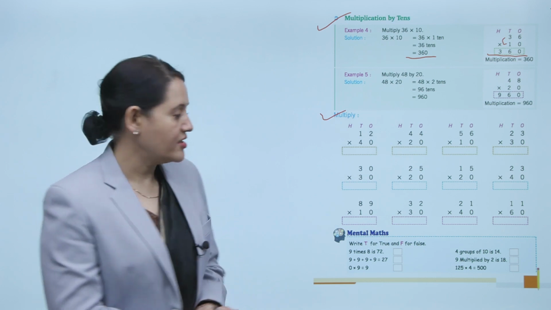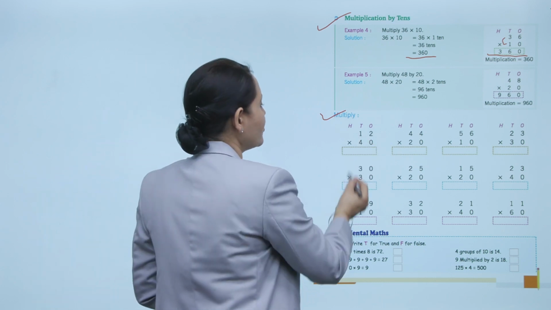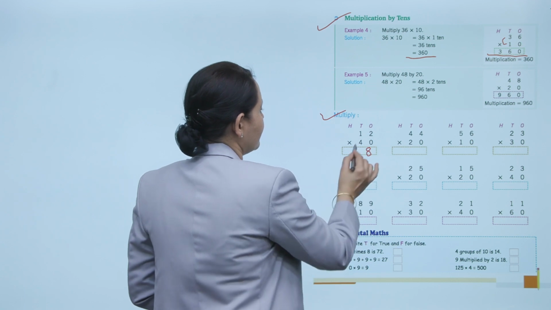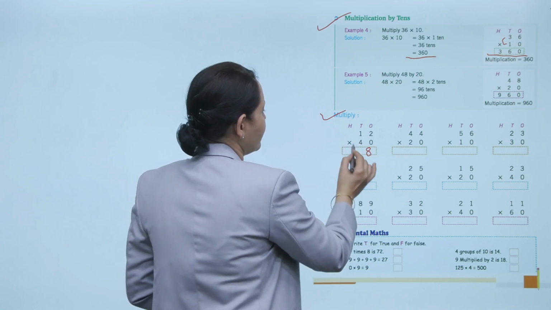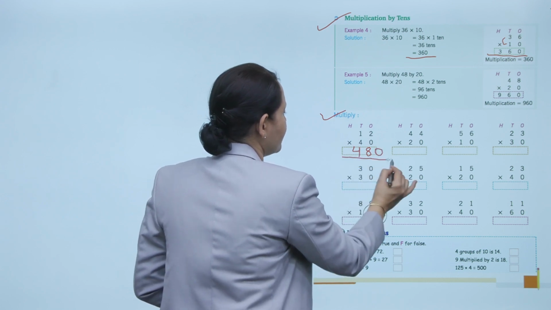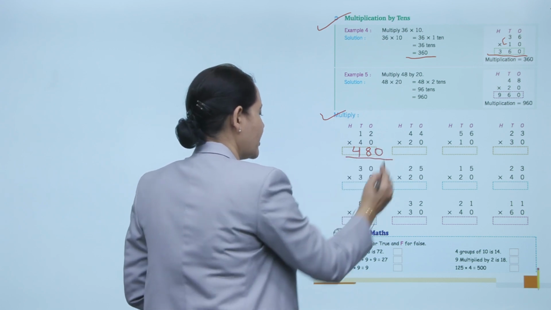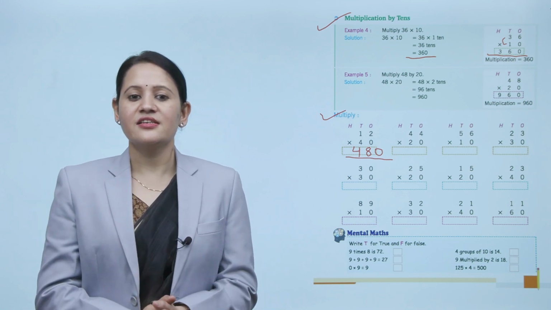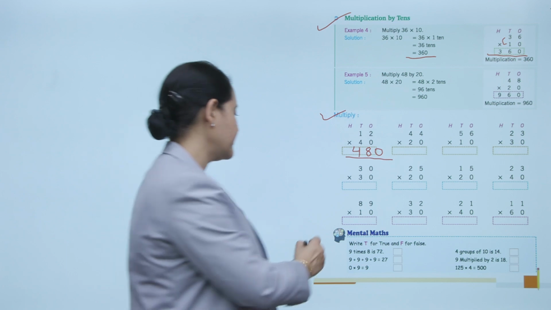12 into 40. So simply we will multiply 12 by 4. 4 into 2, that is 8. 4 into 1, that is 4. And put 0 after that. So the answer is 480. Clear? Next is mental maths.